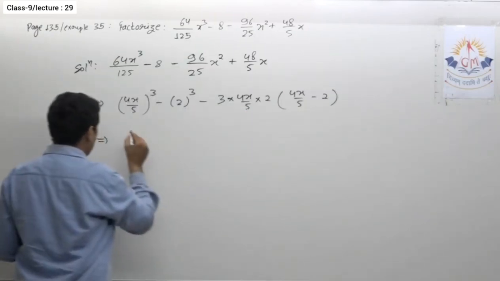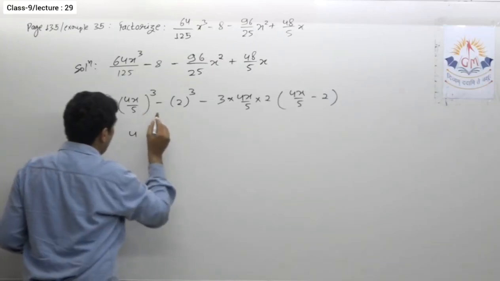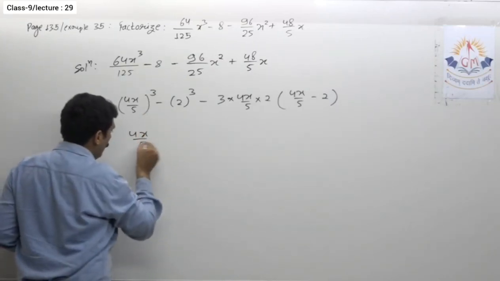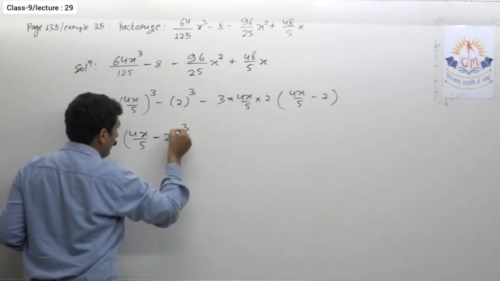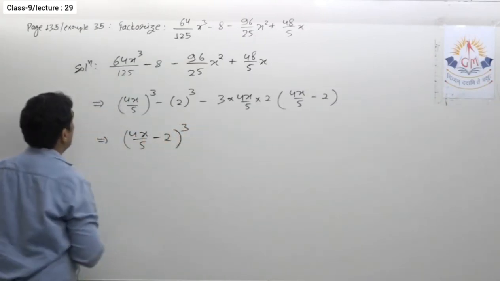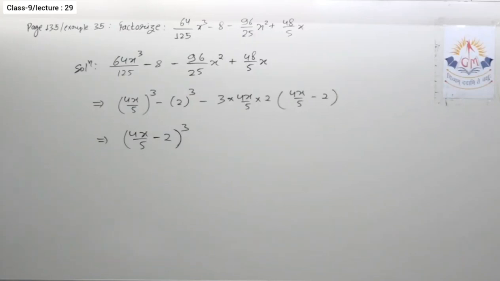So it exactly fits the identity of (a minus b) whole cube. So (a minus b) whole cube. This is the final answer. Okay, so please note it down, then we'll see the next question.